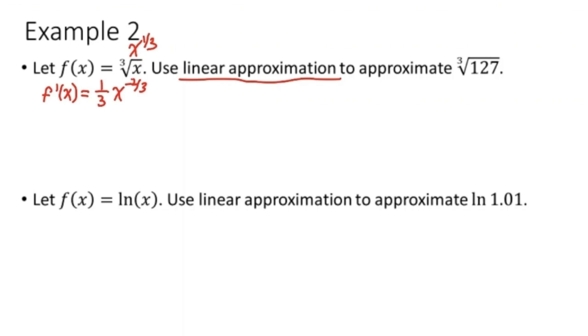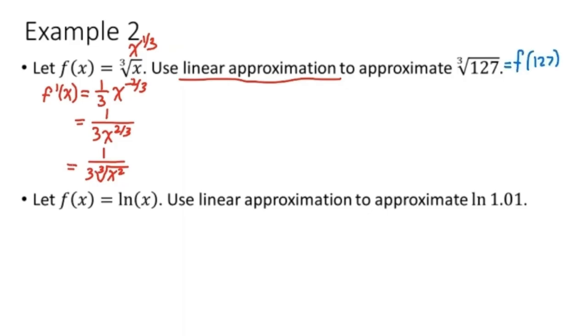Since I'm going to have to plug a value into our derivative, we should rewrite it so there's no negative exponents and no rational exponents. We can make the exponent positive by bringing the x to the 2/3 to the denominator. Then we can rewrite the x to the 2/3 as the cube root of x squared. First, let's note that the cube root of 127 is f of 127.